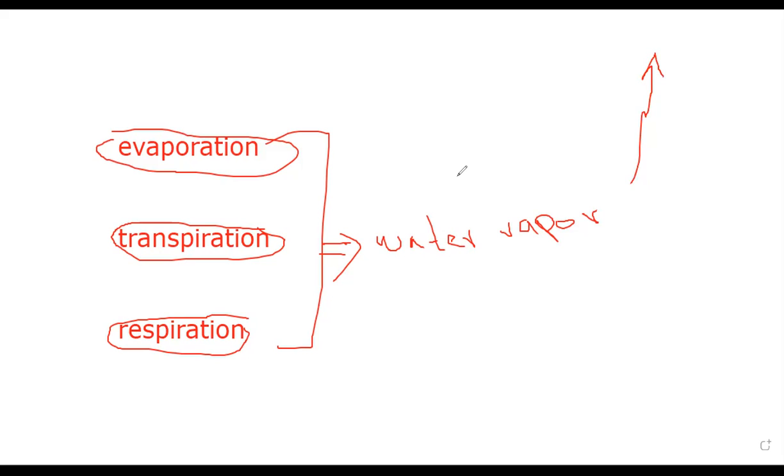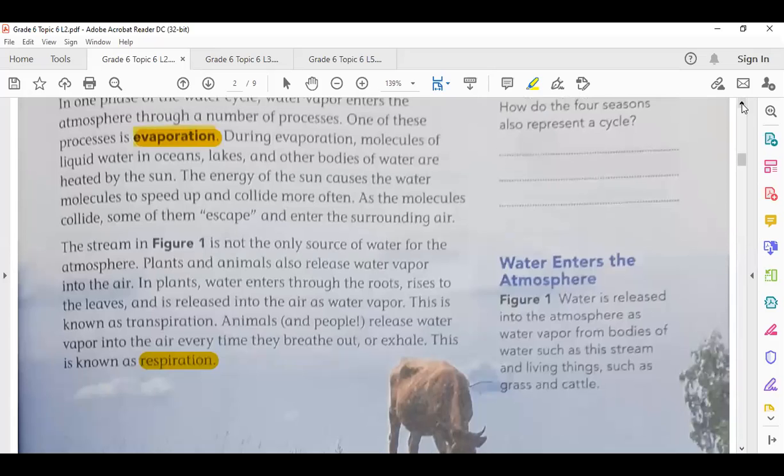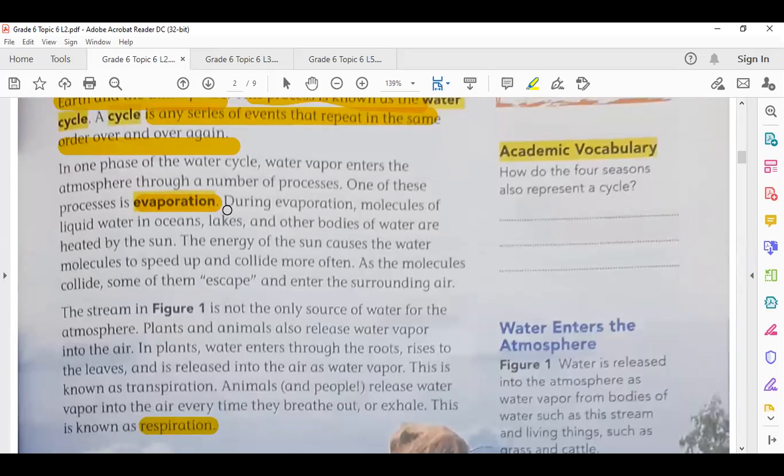But most of the liquid water that changes to water vapor does so by evaporation. Most of the water vapor comes from evaporation. Get it? In one phase of the water cycle, water vapor enters the atmosphere through a number of processes: evaporation, transpiration, and respiration.